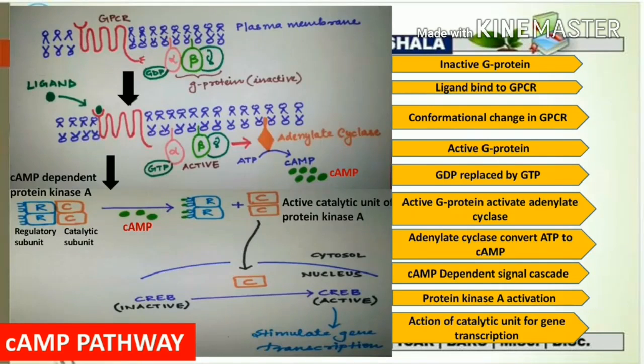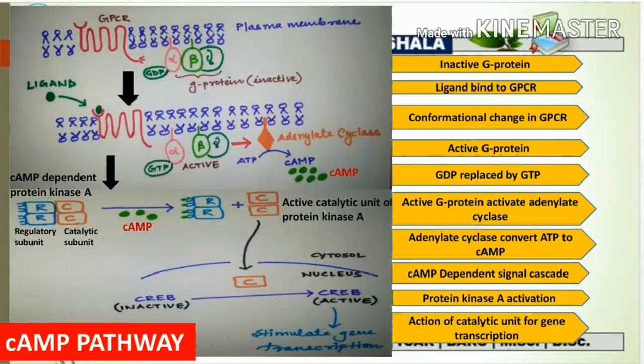Protein kinase A is a family of enzymes whose activity depends upon the cellular level of cAMP, and that is why protein kinase A is also known as the cAMP dependent protein kinase. In simple words, we can say that the activation of protein kinase A will require a high level of cAMP inside a cell. Now let's talk about the structure of protein kinase A. It has two regulatory subunits and two catalytic subunits, so overall it makes a tetramer structure.